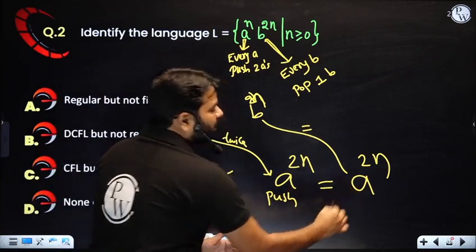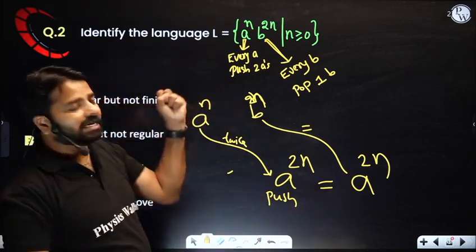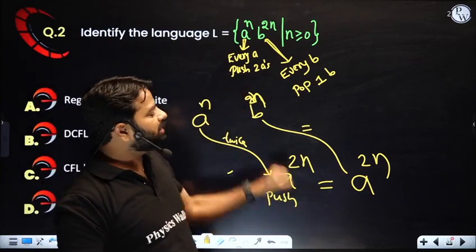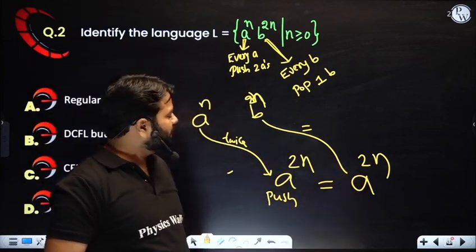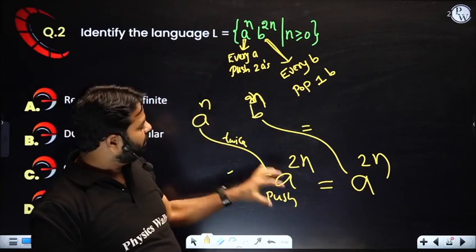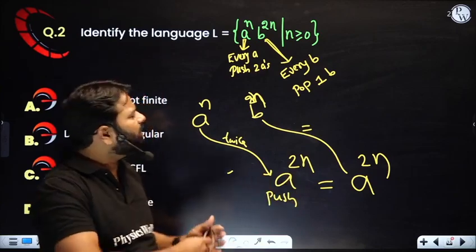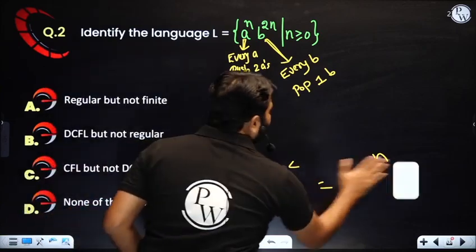But these are going to be equal. Somehow, you are making them equal. For n A's, you push 2n A's. For 2n B's, you are popping 2n A's. Because you made it double, you made it twice, that's why it's matching with the B's exactly. There are many other logics too. Fine.